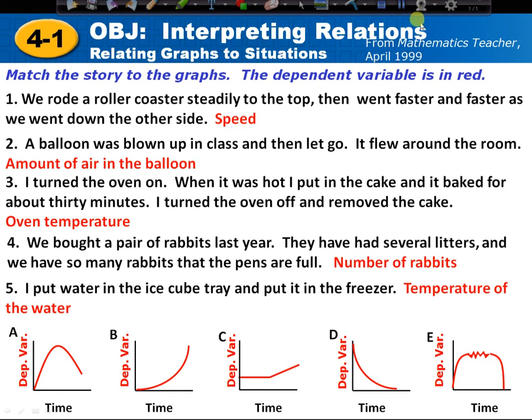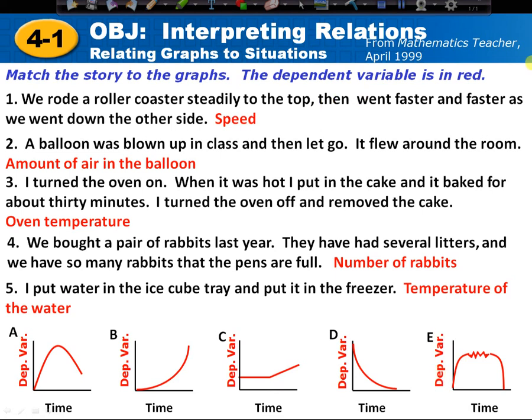And also make sure where down here it says talking about time. Time is always going to be your horizontal axis. Your vertical axis here is the dependent variable. And on number 1, I'm telling you that the dependent variable is talking about speed. So what's in the red on each one is talking about the independent or the dependent variable.